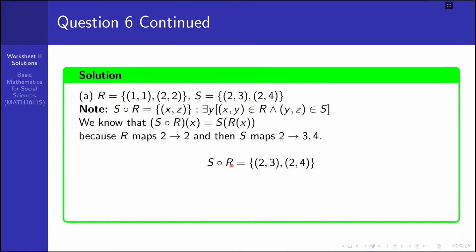Then when we interchange the position of S and R, that is R composed of S, because the outputs of S are not inputs in R, we have R composed of S as the empty set. For example, starting from S, the image of 2 under S is 3, but 3 doesn't have an image under R, and the image of 2 under S is 4, and 4 doesn't have any image, so R composed of S is the empty set.